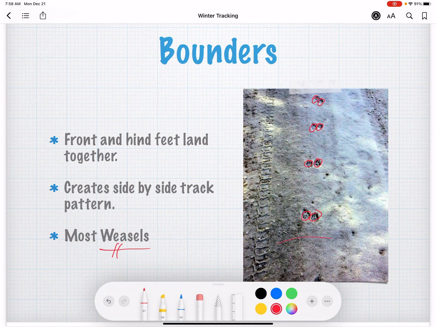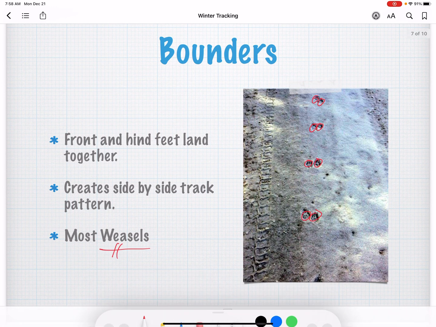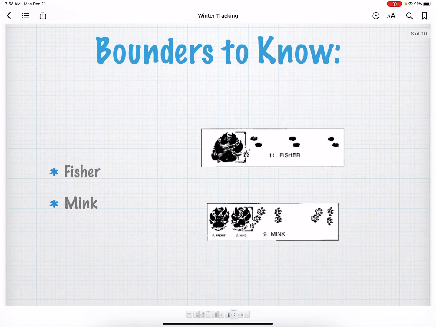So if we skip ahead here to some examples you could choose from on your assignment today. Just a pair of weasels here. The fisher or the mink would be great examples of each. You can see the difference in size. The pattern is almost identical, that two by two by two track pattern, where the fisher paw, though, is 2.5 inches long, and the mink track is only 1.5 inches. So much larger feet on the fisher. It's a much larger weasel. So there you go, there's your bounders. You could choose from either of those or do a different weasel if you want.